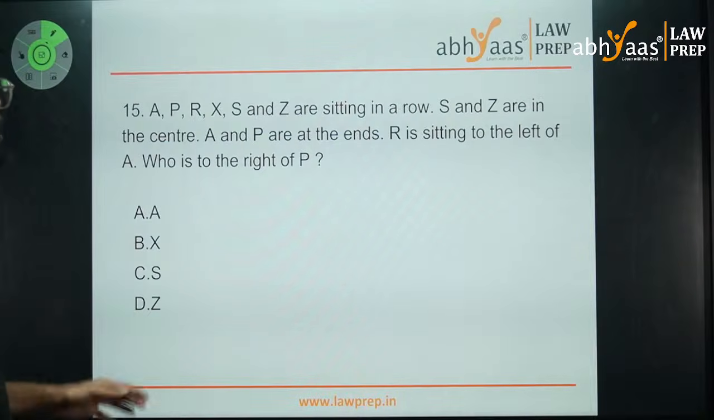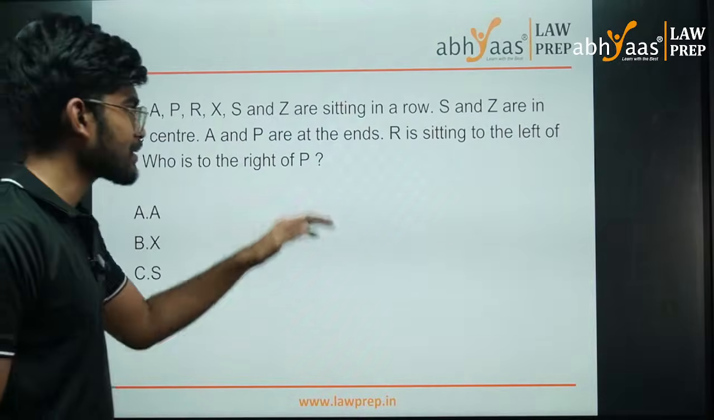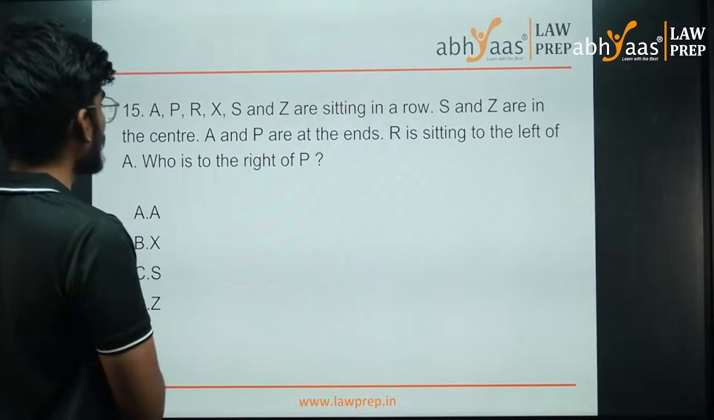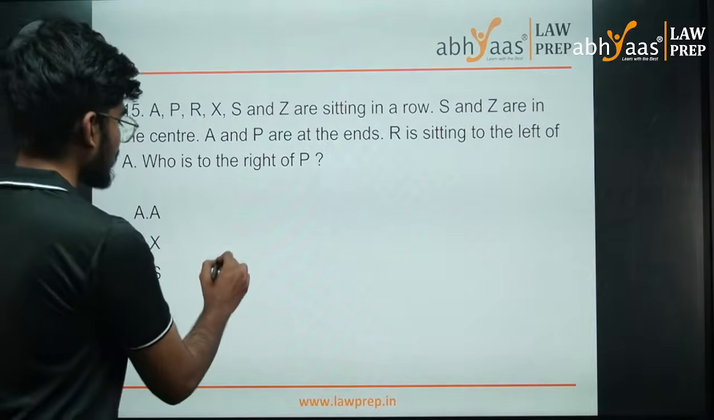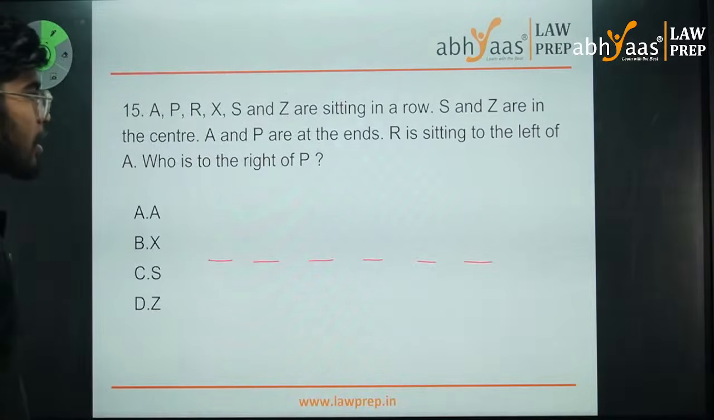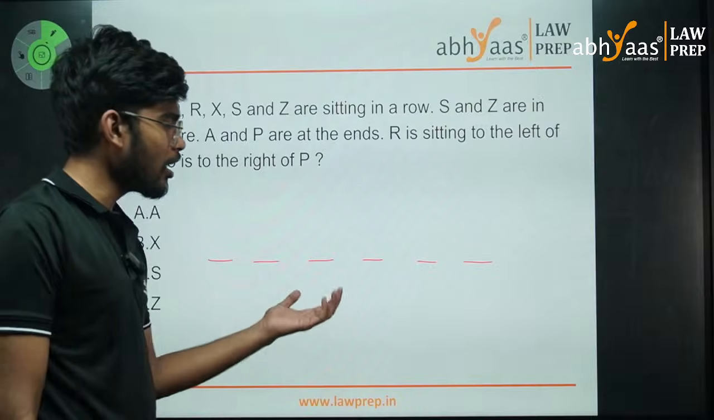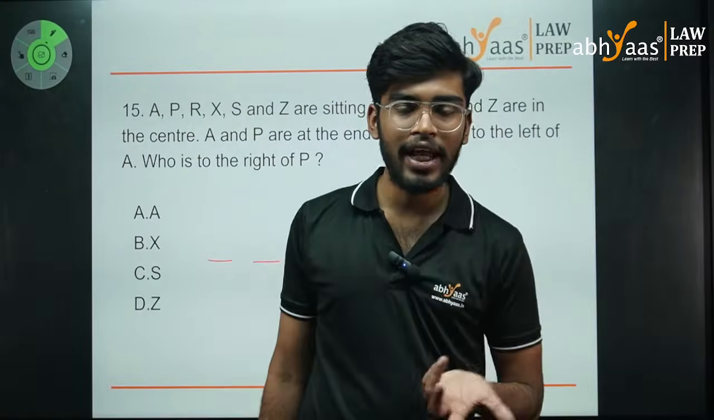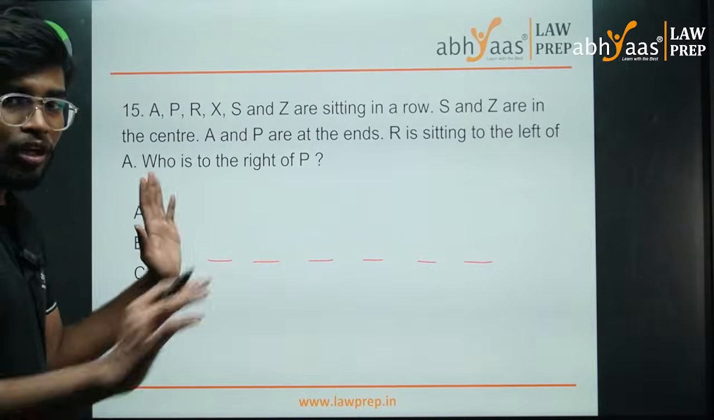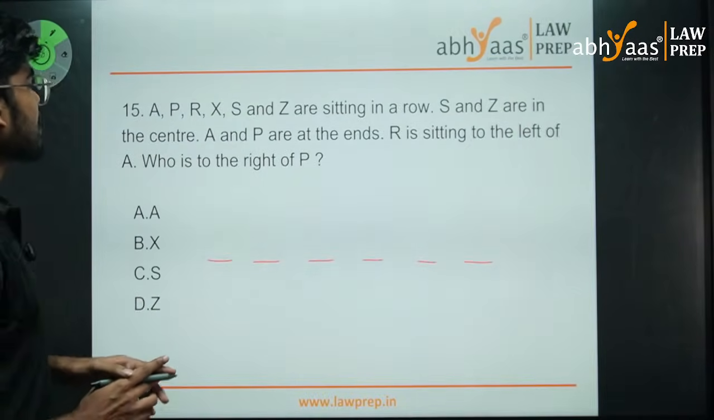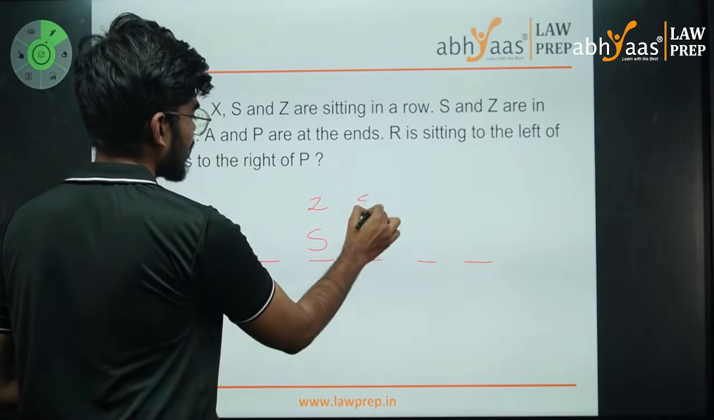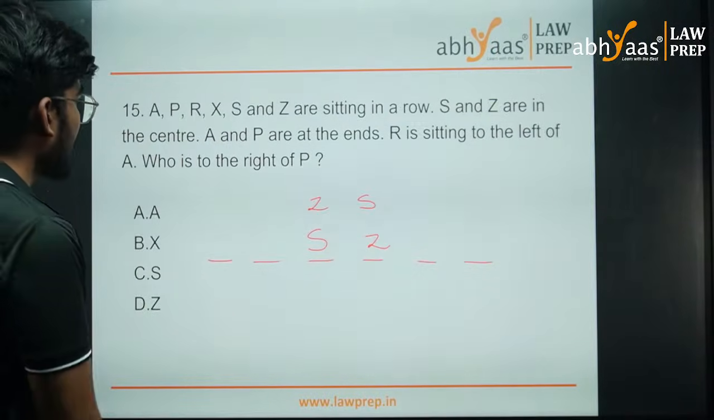A, P, R, X, S and Z are sitting in a row. So how many are there? 6 are sitting in a row and S and Z are in the center. See, 1, 2, 3, 4, 5, 6. In general, if they did not mention, we generally consider that they are facing towards north, so directly consider your normal direction. S and Z are sitting in the center. So it can be either SZ or ZS. That doesn't matter as far as the data is concerned.